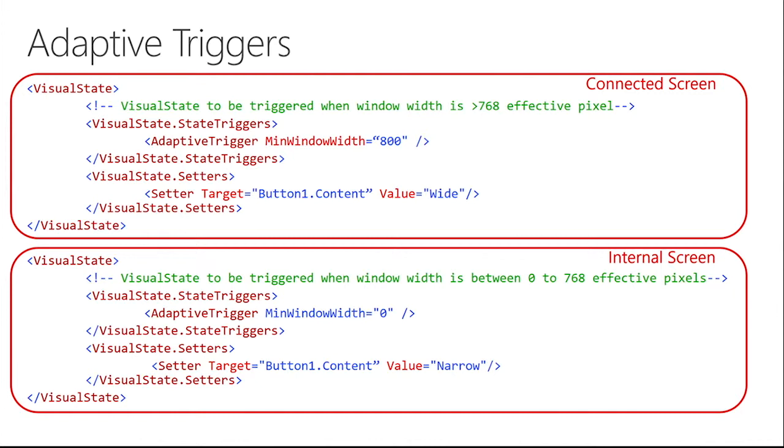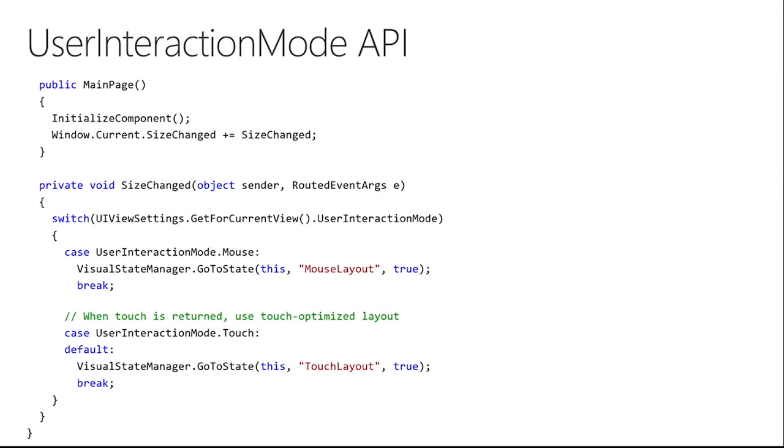A new thing that's actually available to mobile in Threshold is the User Interaction Mode API. This API is another tool that you can use to make sure that your app adapts well across screens. It's not an adaptive trigger per se, but it's another tool for you to leverage. This API gives you context about the screen that your app is running on, and it returns one of two values. It either returns touch or mouse, to describe whether you're on a Windows shell optimized for touch or a Windows shell optimized for mouse.